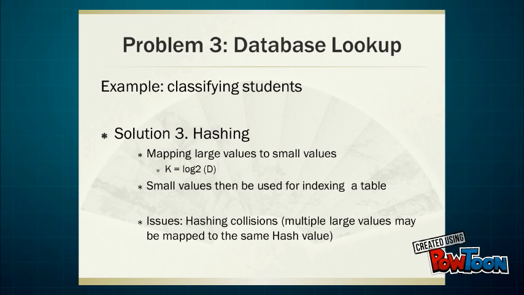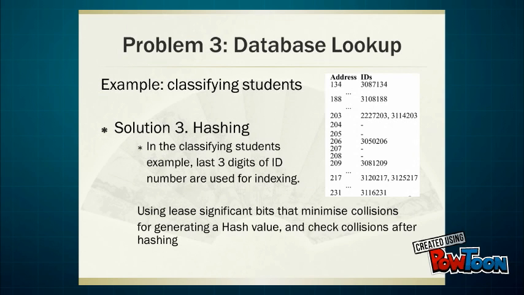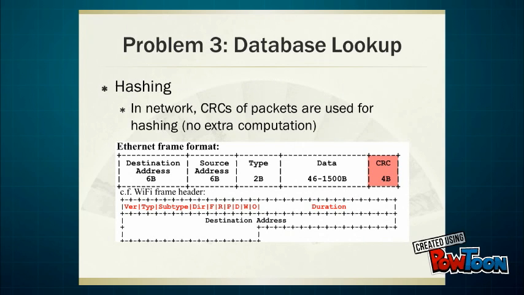Hashing seems to be an optimal solution. Hashing is an algorithm that maps large values to small values. The issue is that hashing collisions might be generated. That is to say, multiple large values may be mapped to the same hash value. So in the example of classifying students, hashing is that we use the last 3 digits of the student's ID number as the hash value for indexing a table. When it comes to packet classification, the ASIC part of each packet is always treated as the hash value, and the beauty is that it requires no extra computation.